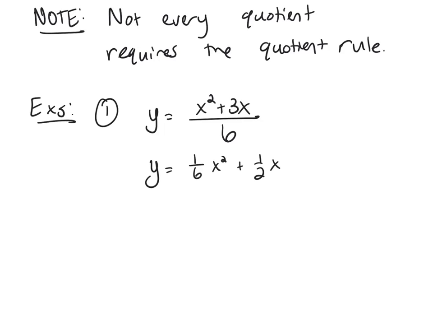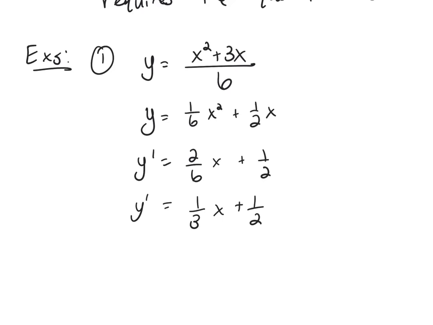And then from here, I can just use the power rule. So then y prime, my derivative using the power rule, is 2/6 x plus 1/2, or just 1/3 x plus 1/2. So that would be my derivative. And again, I didn't have to use the quotient rule to find that derivative right there.